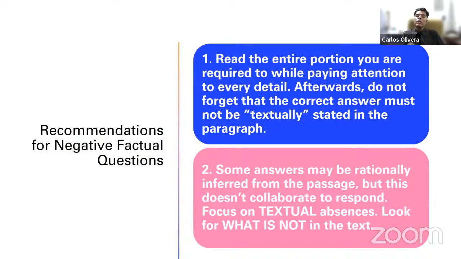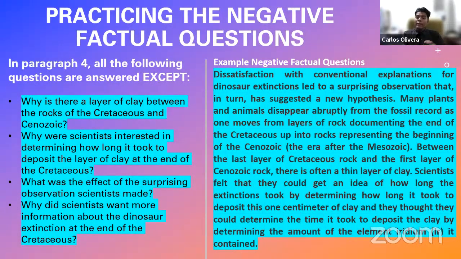Now, afterwards, do not forget that the correct answer must not be textually stated in the paragraph. That is my best recommendation: you have to look for textual absences. What do I mean by this? In the paragraph, there must not be a sentence or a line explaining the topic that you want to choose. For example, in our case, there's no sentence, nor any type of line, talking about why there is a layer of clay. Therefore, that is our correct answer, because there is an absence of an explanation in the text.